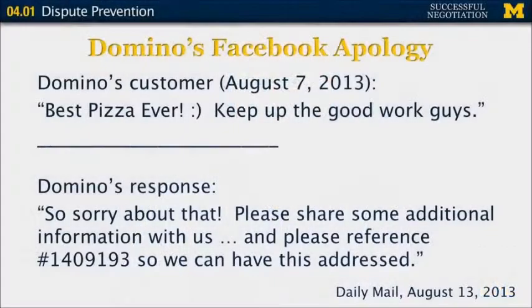But even with social media, problems might arise. Here's a recent situation. Somebody posted on Facebook, a Domino's pizza customer, "Hey, this is the best pizza ever. Keep up the good work, guys." Domino's response, "So sorry about that. Please share additional information with us. Please reference this number so we can have it addressed." So you have to be careful about sending standardized responses to social media comments. So that concludes our look at dispute prevention.